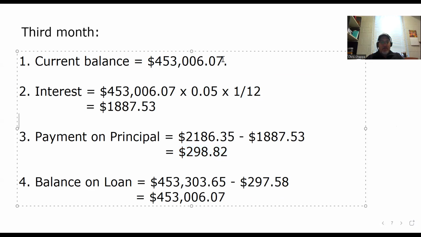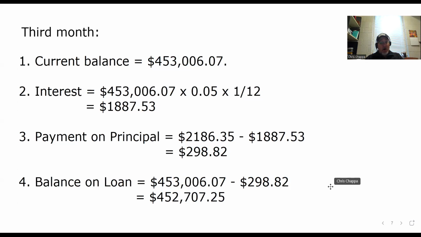are correct. First off, this is my current balance at the beginning of the third month. So that goes here. This is how much it's going down by, because that's my payment on principal. And now let's see what we owe. After we take $453,006.07 and subtract $298.82, we get $452,707.25. So finally the thousands place went down. Still a very slow crawl.